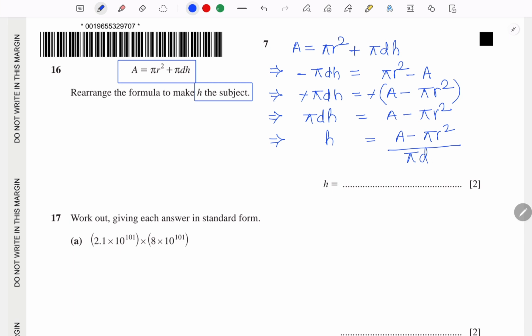So here, in this formula, I have made h the subject because we are finding the value of h. This is what it means to be the subject in a formula, because we are able to find the value of h using the values of A, r, and d. So this is the answer for this question.